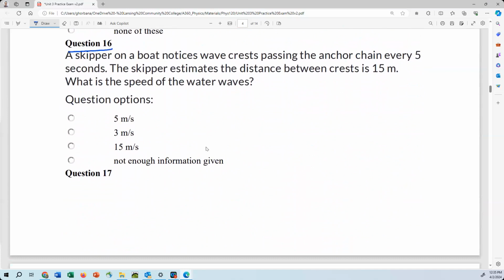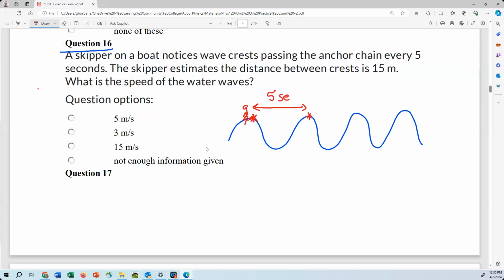Question number 16. In this question, it's telling that a skipper on a boat noticed wave crests passing the anchor chain every 5 seconds. So let's say this is a water wave, and this person is seeing every one of these crests. How many seconds? Every 5 seconds. Let's say he was here, and then the wave 5 seconds later is here. So what does this represent? This is the definition of the period. So T is 5 seconds.